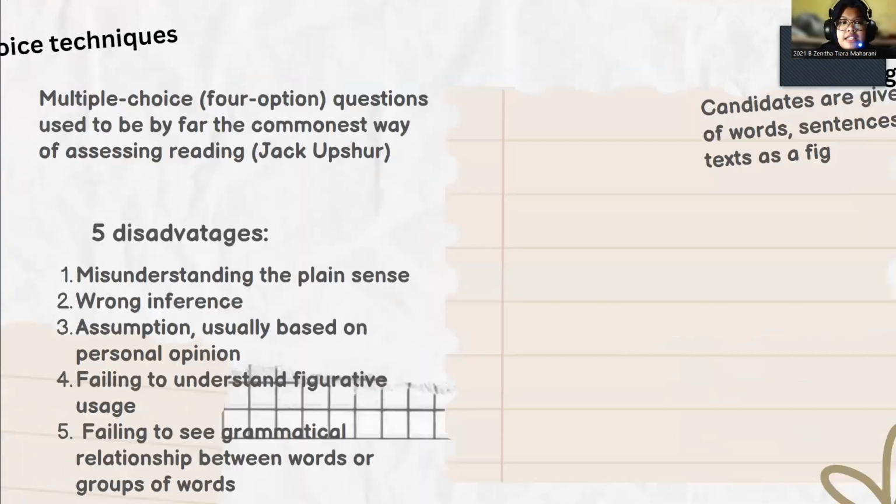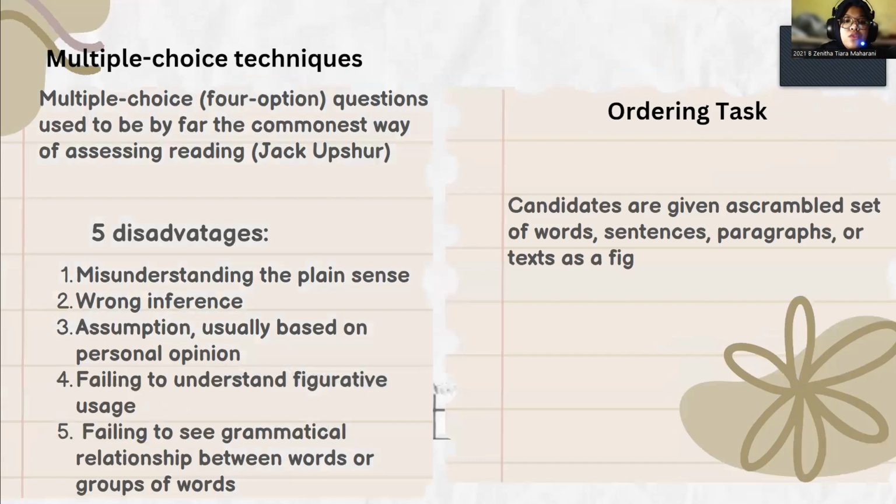Okay. Next is multiple choice. According to Jack Obser, he said that multiple choice is the commonest way of assessing reading. But there are five disadvantages of this, as you can see on the screen.